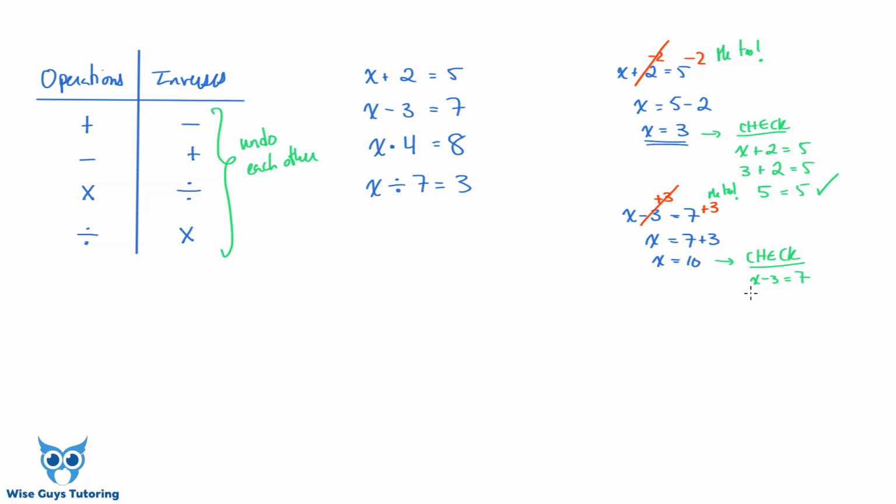Then I'll substitute my value that we found, which is 10. 10 minus 3. Does it actually equal 7? Let's see. Boom, it does. Okay, so everything's good in algebra land. Let's do the other two.